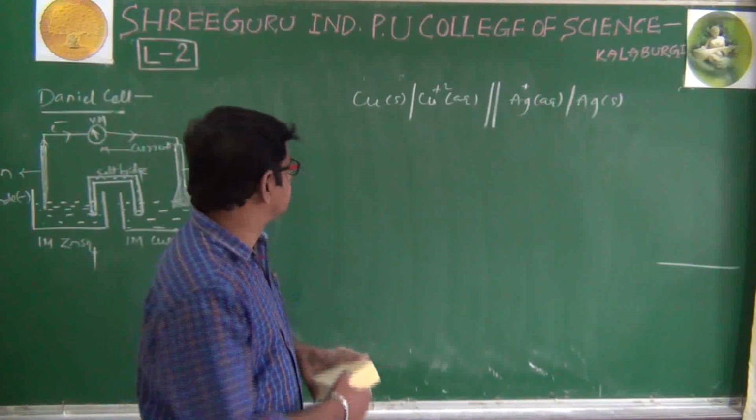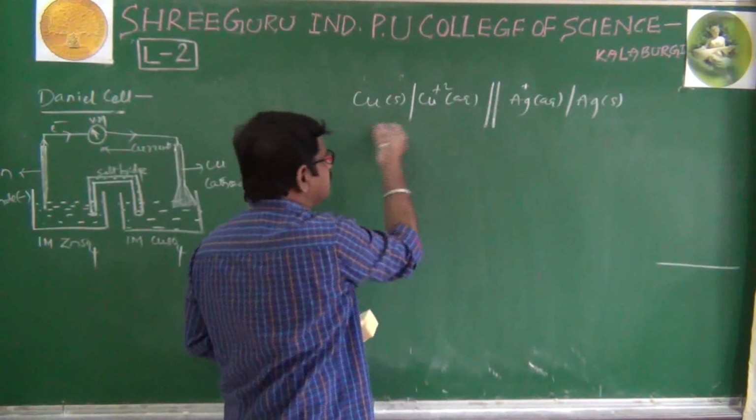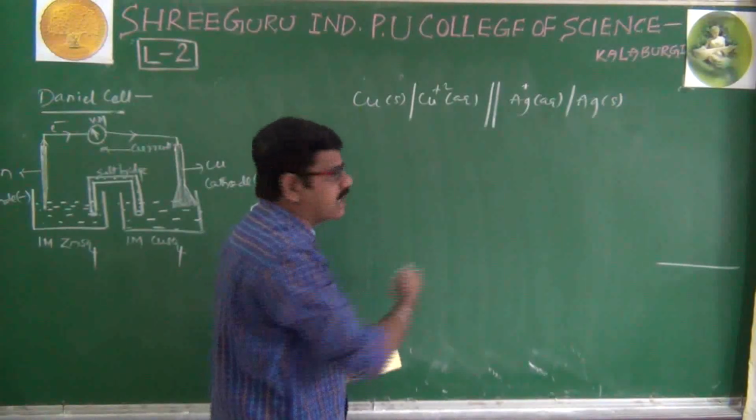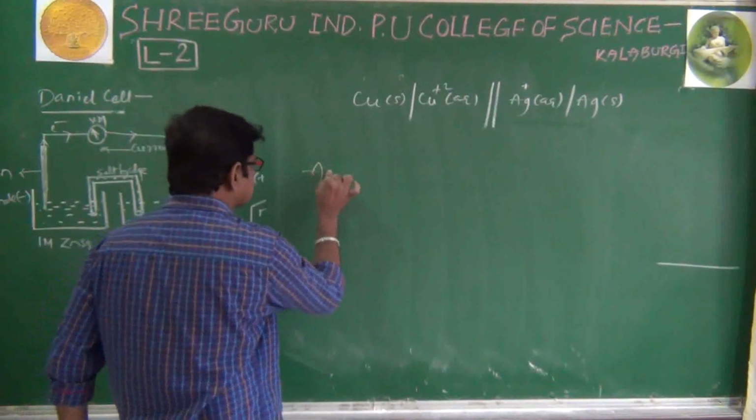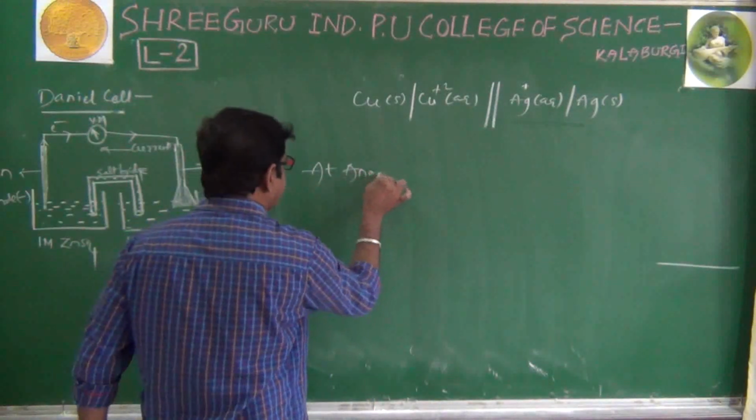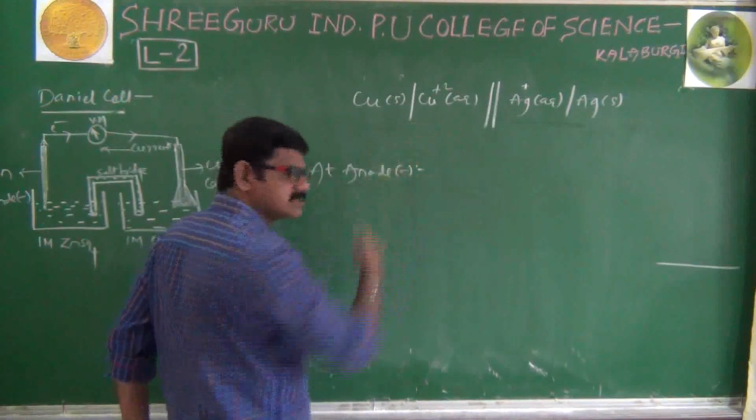Now we'll write here. We already know that this is the salt bridge arrangement, and to the left side of the salt bridge the electrode is oxidation and the right side electrode is nothing but reduction. That's why at the anode first, anode is nothing but minus, and here copper is undergoing the oxidation process.